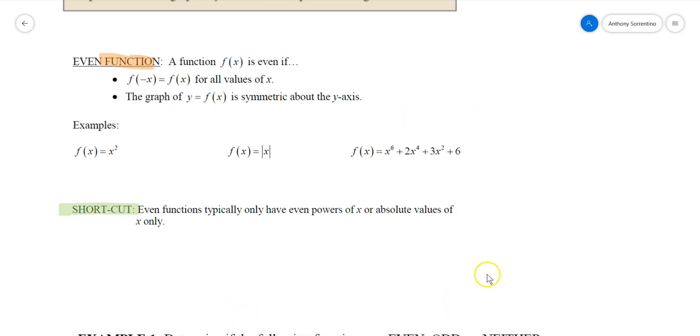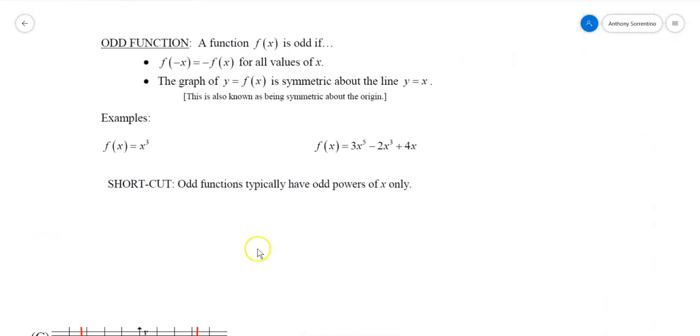The other type of function, of course, is an odd function. I have an odd function if I replace negative x in f of x, and I end up with the same thing as if I took f of x and multiplied it by negative 1. It's a little bit more involved test. It involves a lot of distributive property, but we'll show what that means. Essentially what that means is that the graph is symmetric about the line y equals x. It's also known as being symmetric about the origin. So, symmetry about the line y equals x and being about the origin mean the same thing.